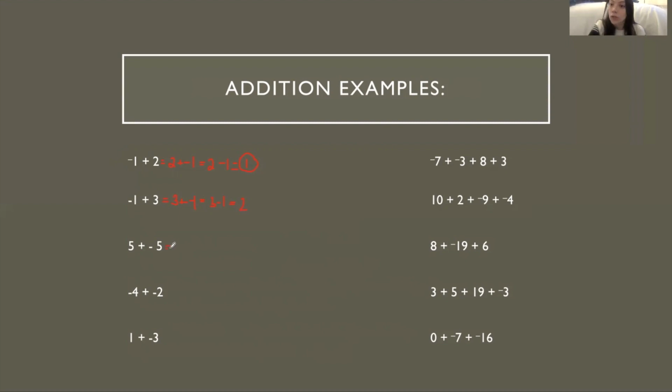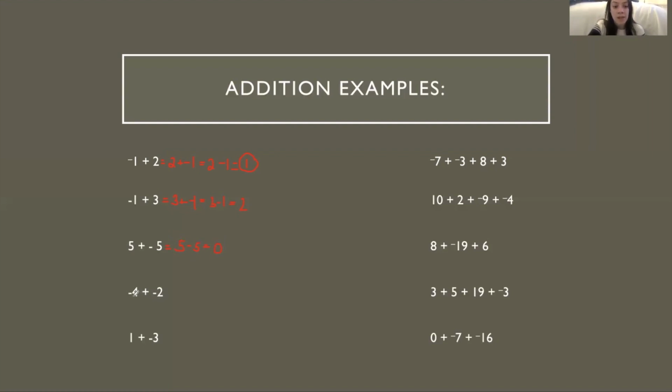Next, this one's a little tricky because we have -5 and +5 to figure out which sign we're going to use. So if we do it out first, 5 plus -5 essentially is just 5 minus 5. So our answer is going to be 0. And anytime you're adding two numbers that are opposite signs, the answer is going to be 0.